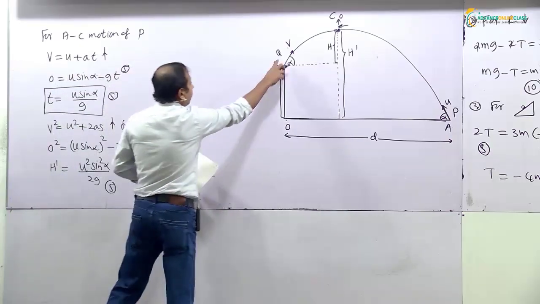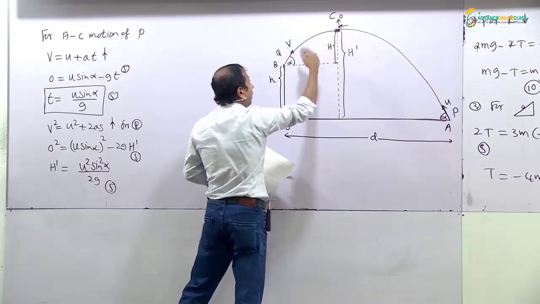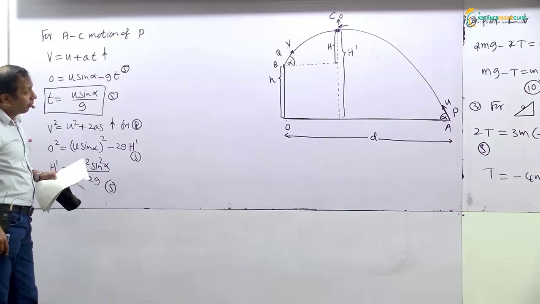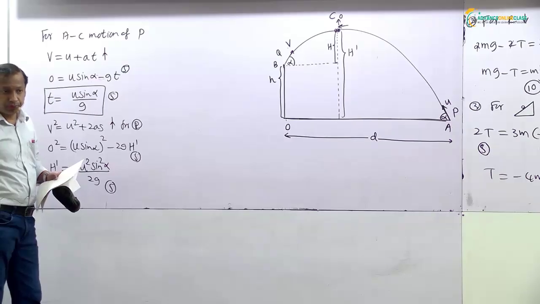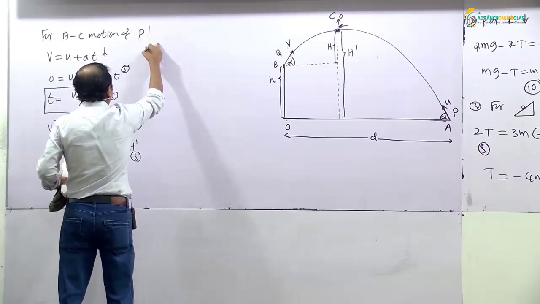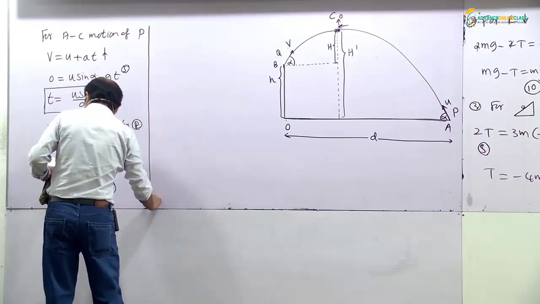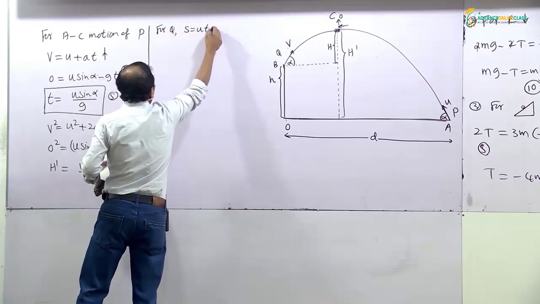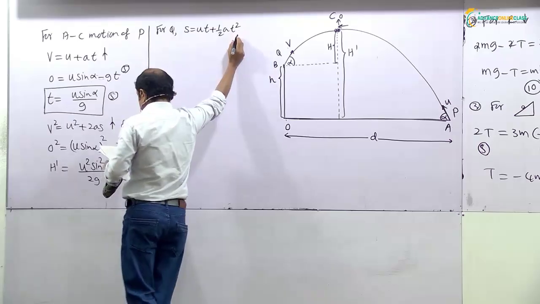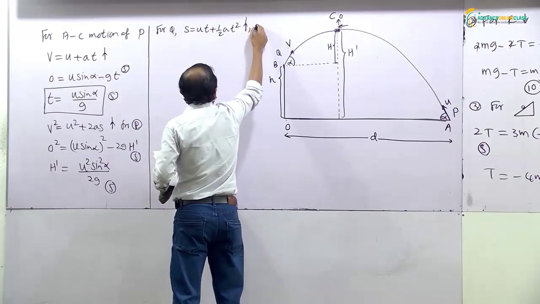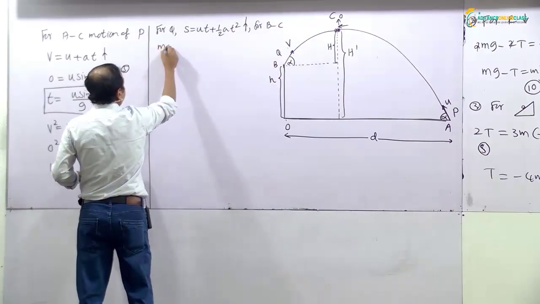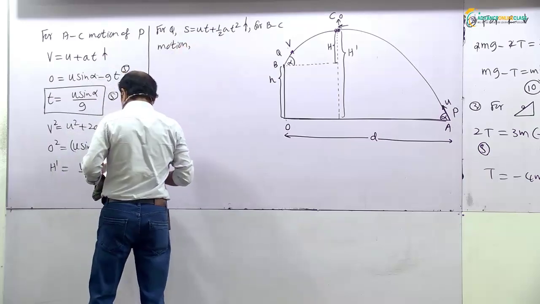Now for this Q, considering the BC motion from here to here, we apply again s equals ut plus half at squared. But remember, Q is not at its maximum height. So therefore, it has a vertical velocity component. For Q, we apply s equals ut plus half at squared upwards for BC motion. What do you get there?